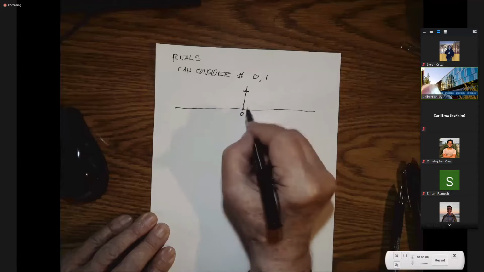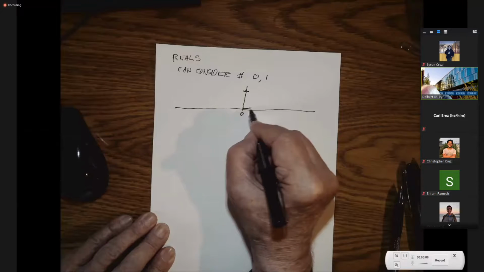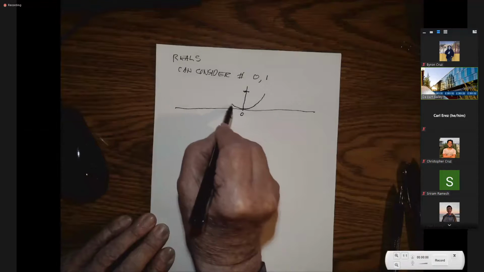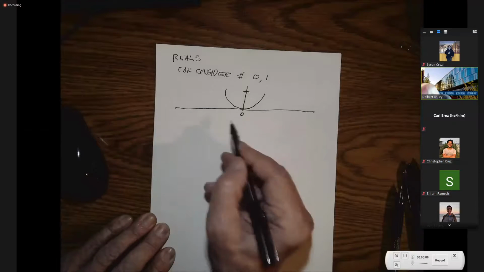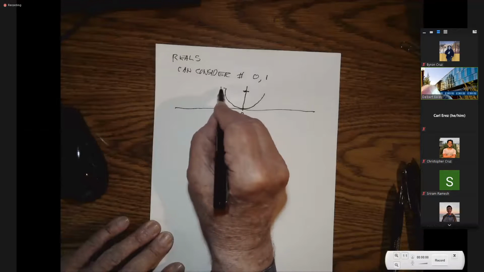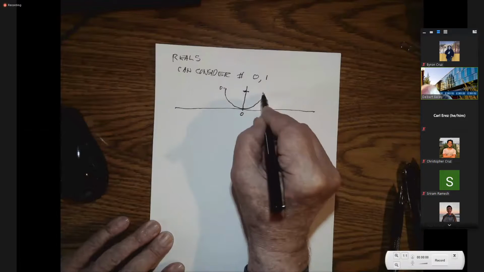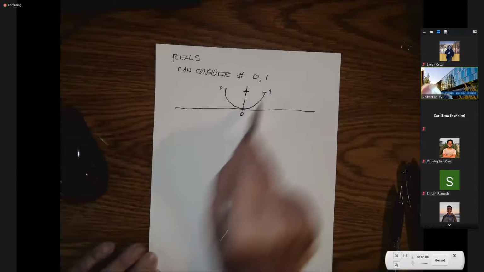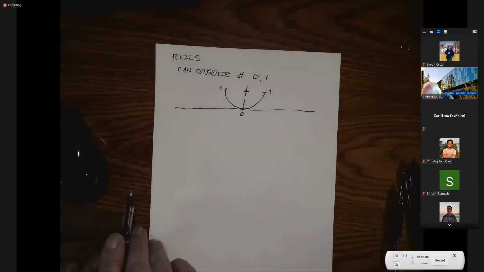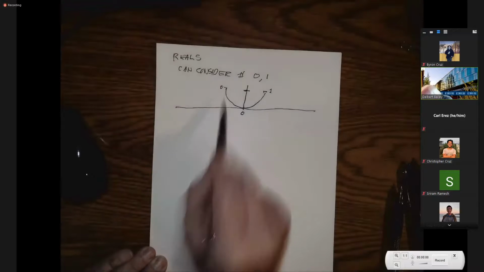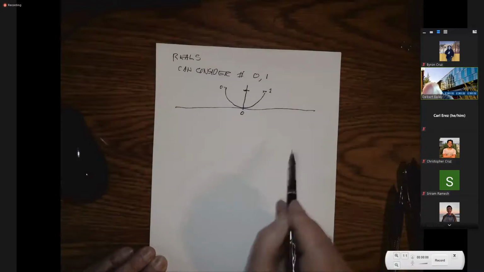Okay, well, let me go up here. I'm going to draw a half circle here. Okay, and let's label this one. Here's 0, and here's 1 on this semicircle here. So now what I need to show is a one-to-one correspondence between points on this and points on the whole line.